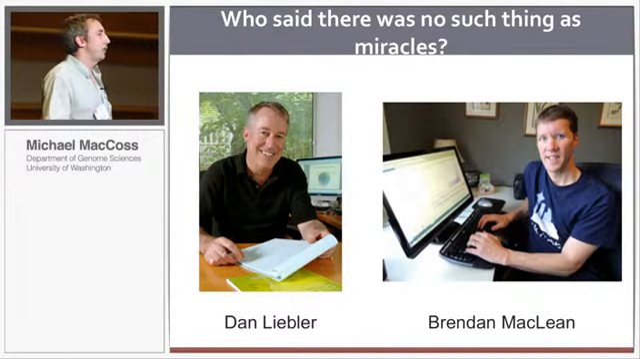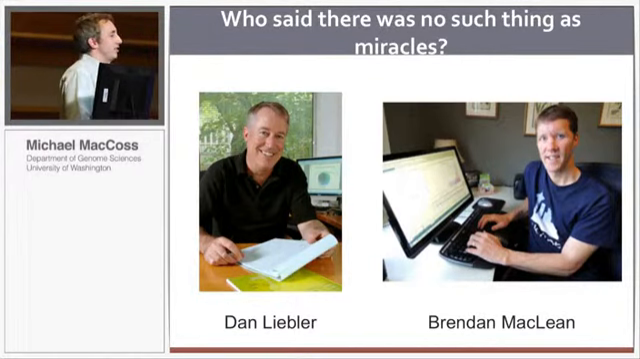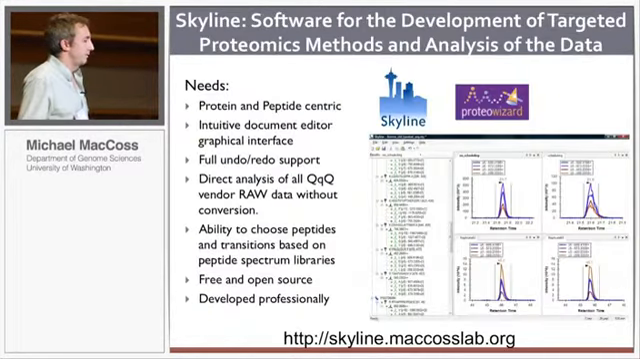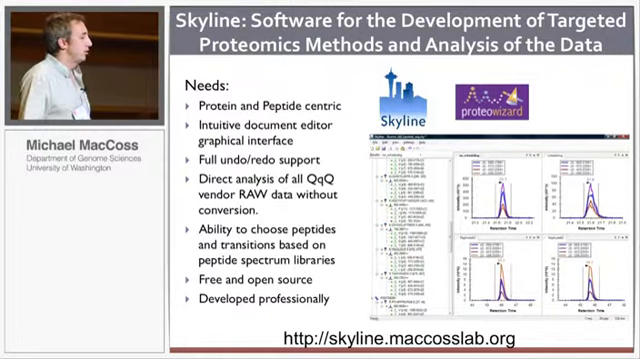One of the things that's kind of funny is we talk about how Skyline now has 20,000 installations, and he jokes, I'm actually used to software installations on the millions level, so he's definitely got a lot of experience building big projects. So a little bit about what we did is we wanted to make the software protein and peptide centric. We wanted an intuitive document interface, multi-level undo support, direct analysis of all triple quad data, vendor neutral. We didn't want to have any file conversion, ability to choose peptides using discovery data, free and open source, and developed professionally. This was a really ambitious set of needs, and I think we've met them all and exceeded people's expectations in what we did.